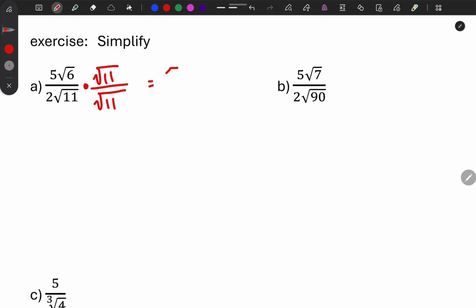In the numerator, we now have 5 root 66. And in the denominator, we have 2 times 11, which is 22. This is where I would check: can we simplify the radical in the numerator? Can we simplify the 5 over 22? And I think the answer to both of those questions is no, so we're actually done. Not too bad. All right, let's take a look at B.